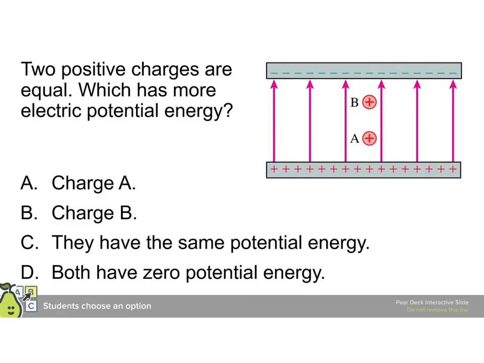All right, two positive charges are equal. Which one has more potential energy? And here we say that since A is closer to the positive thing, it would lose energy going from here to here. It would lose potential energy. Why? Because if I let A go, it would gain kinetic energy. It has to come from somewhere. So A must already have more, since it would have less by the time it reached B.